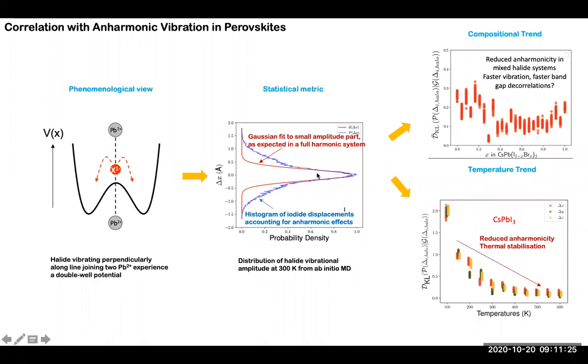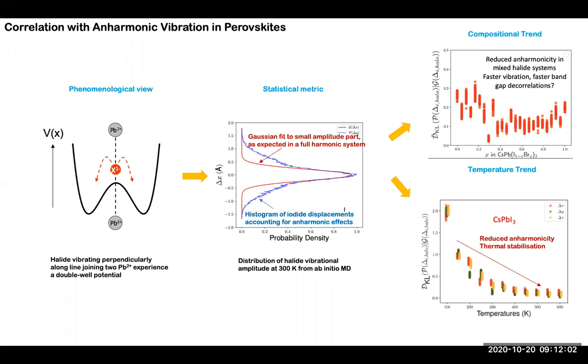If you fit the short, small amplitude vibration of these atoms, you get a nice Gaussian fit, which is what you would expect if the system behaved fully harmonically, right? Now, because you have this double well potential, you naturally see there's a high probability for this atom to vibrate with high amplitude. And what we can do is actually to measure mathematically the difference between this blue curve and this red curve as a measurement of anharmonicity.